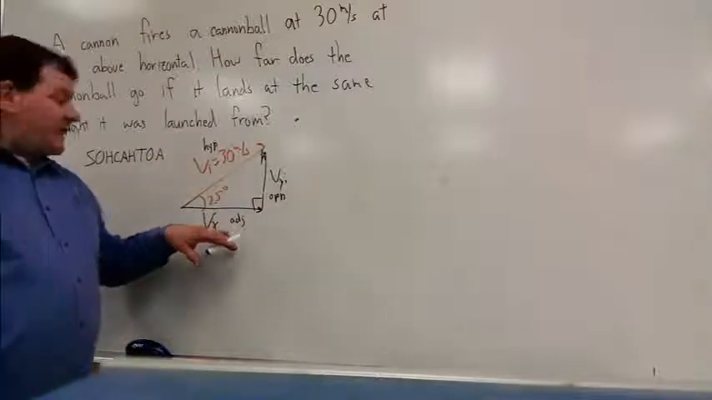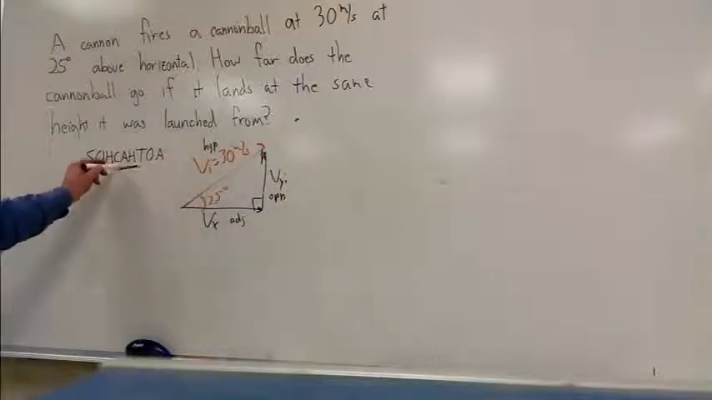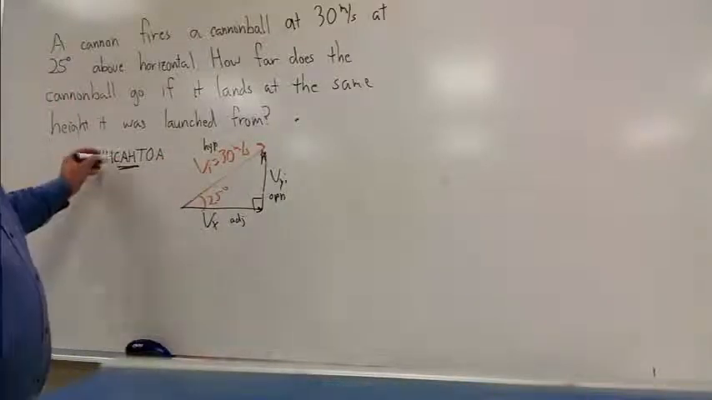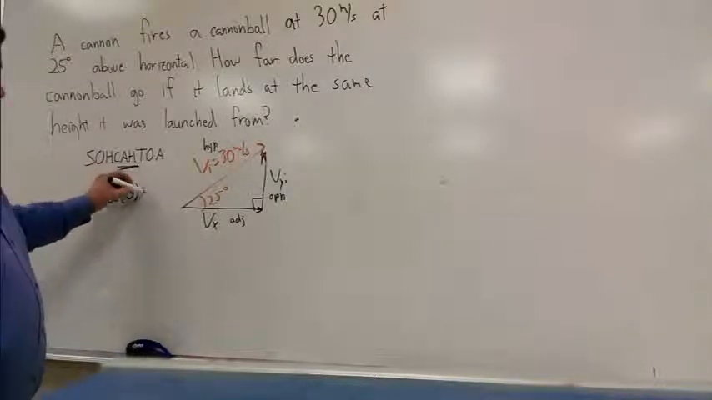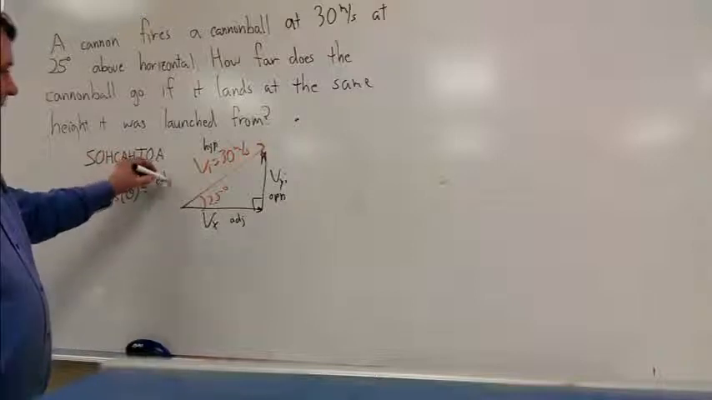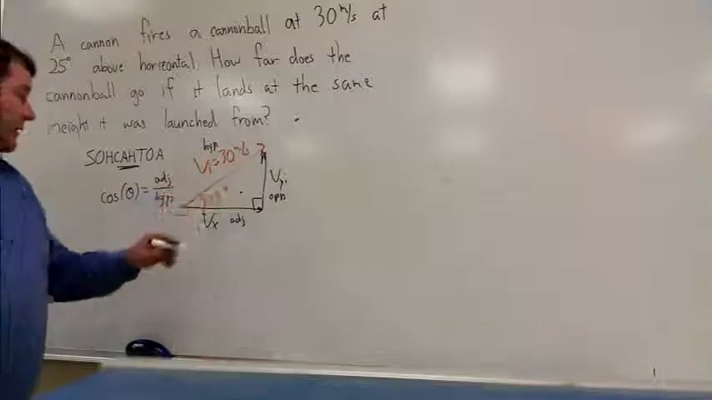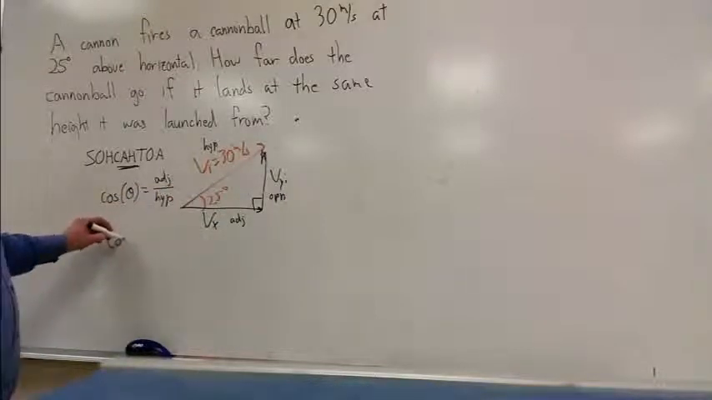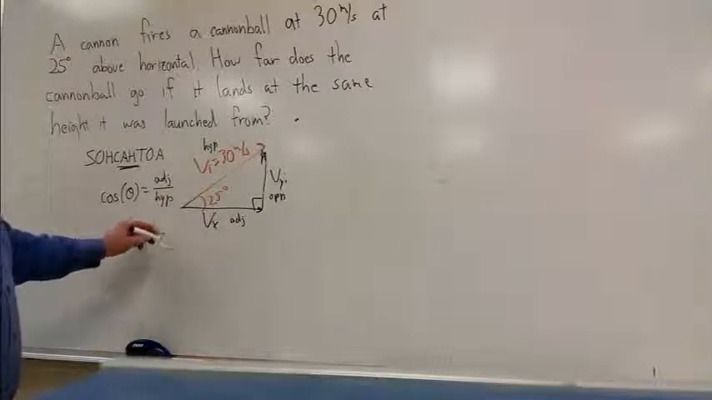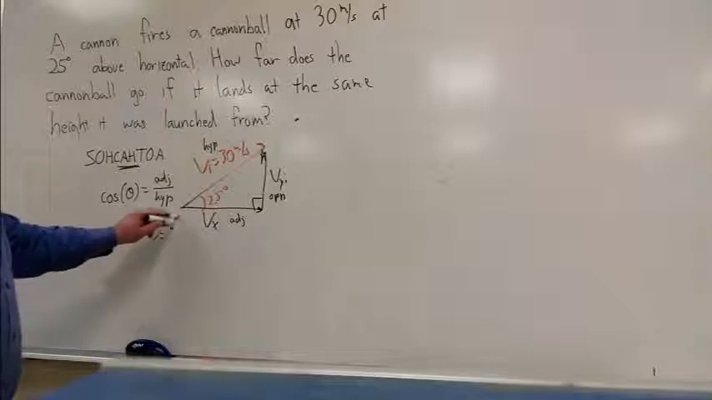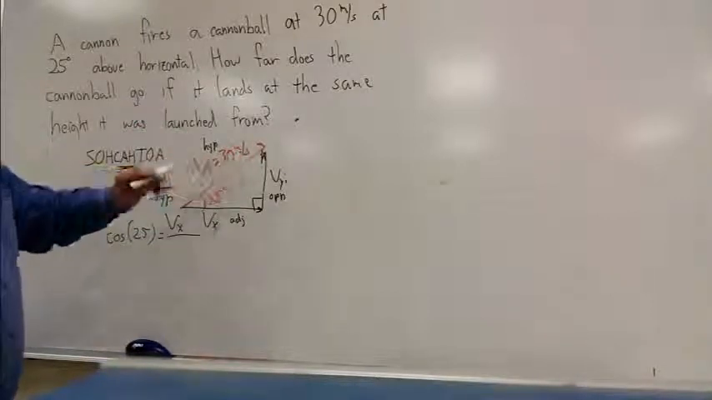If I want to find Vx, the adjacent side, and I know the hypotenuse, I need to use cosine, CAH. CAH means cosine C equals adjacent A over the hypotenuse H. Or in the case of this triangle, cosine of 25 degrees, that's my angle, equals my adjacent side, which is Vx, over my hypotenuse, which is Vi, 30 meters per second.